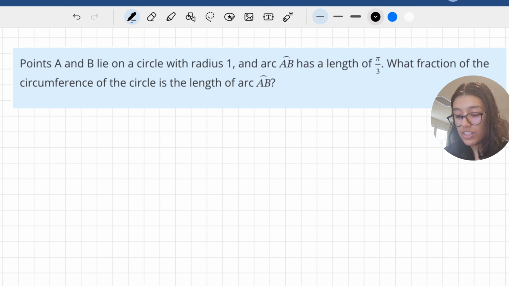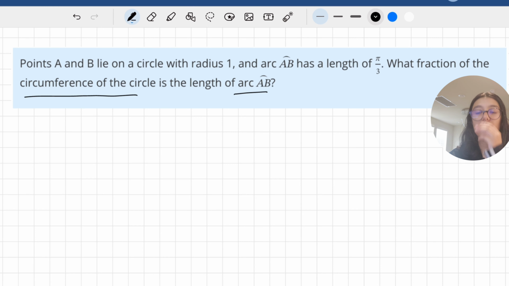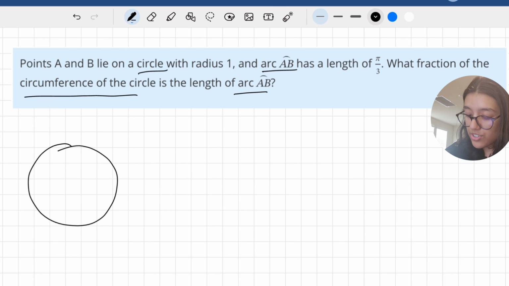Points A and B lie on a circle with radius 1, and arc AB has a length of pi over 3. What fraction of the circumference of the circle is the length of arc AB? So let's first visualize this. When it's talking about an arc, it's talking about a circle, so let's draw a rough circle. That's our circle with a radius of 1, because that is what the question says.